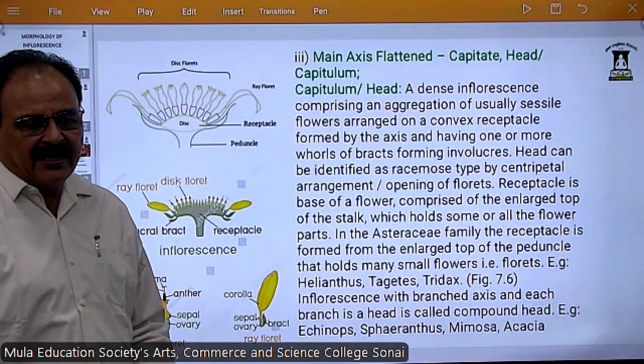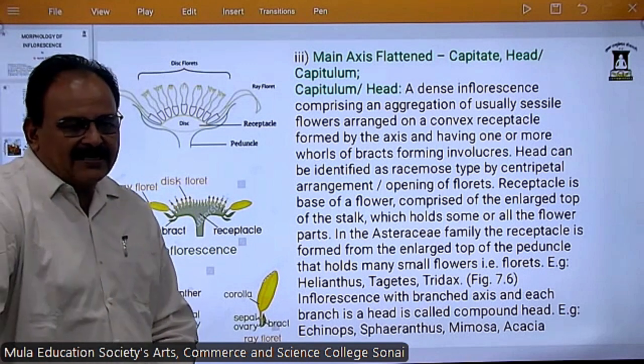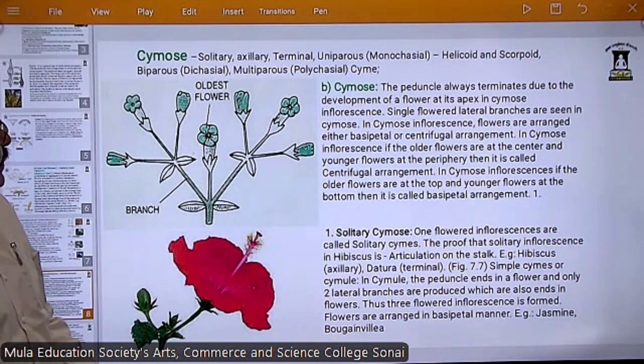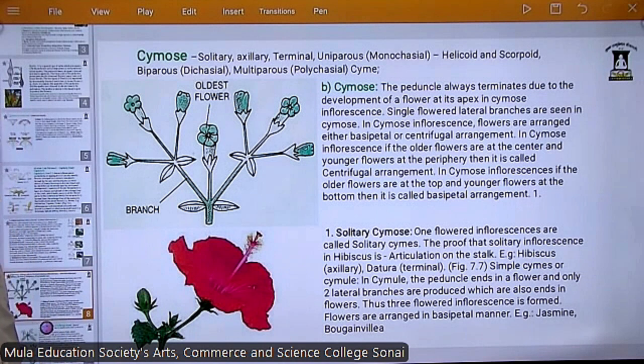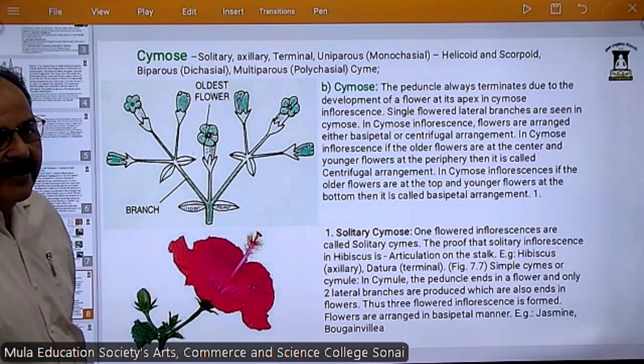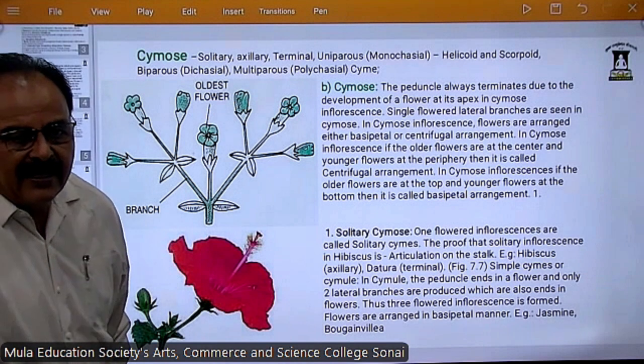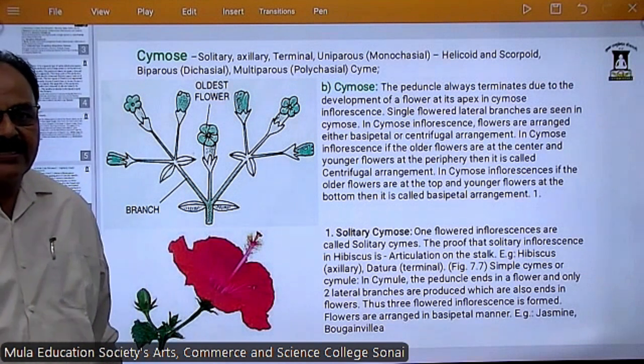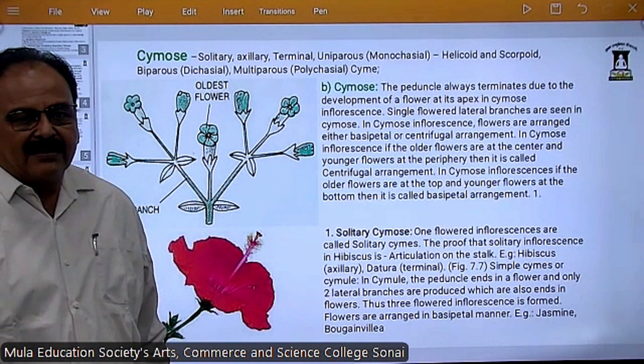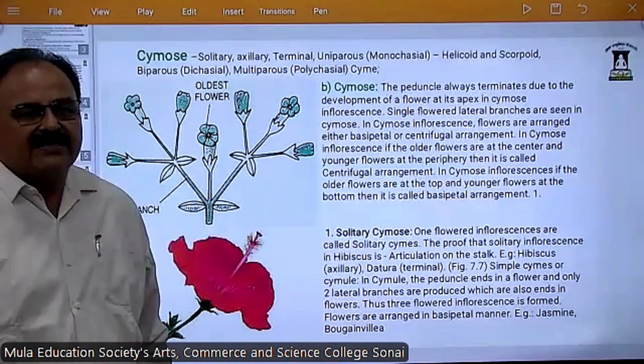For example, Echinops, Mimosa, Acacia, etc. Solitary axillary terminal, uniparous, helicoid, scorpioid, biparous, or multiparous cyme. Cymose inflorescence: the peduncle always terminates due to the development of a flower at its apex. In cymose inflorescence, single flowered lateral branches are seen.